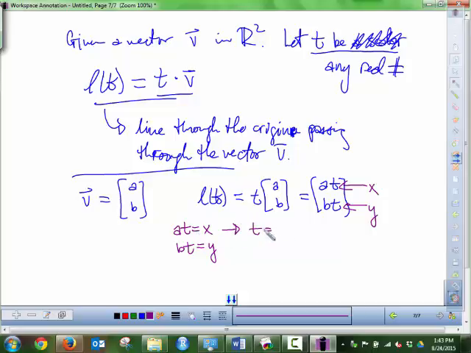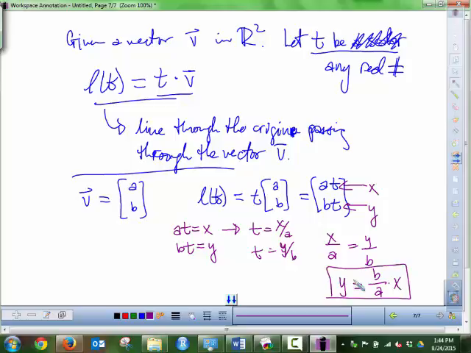T equals x over a, and t equals y over b. And if they're both equal to t, we should be able to set them equal to each other. So x over a is equal to y over b. And if I want to write this as y equals mx plus b, I would solve for y, and it looks like y is equal to b over a times x. Does that make sense?